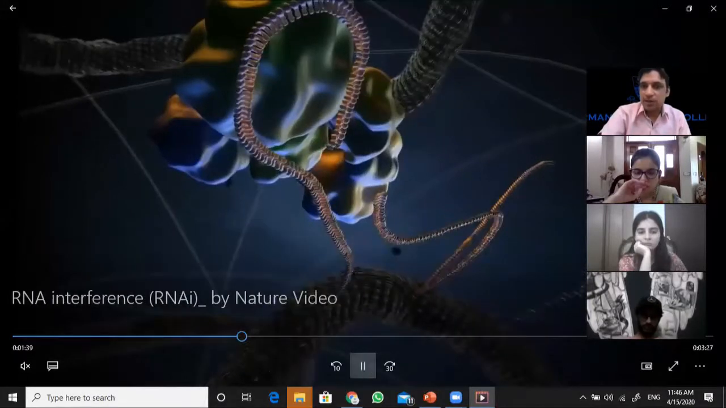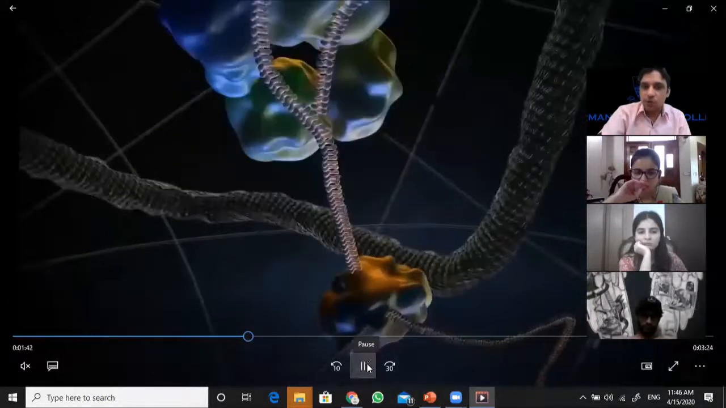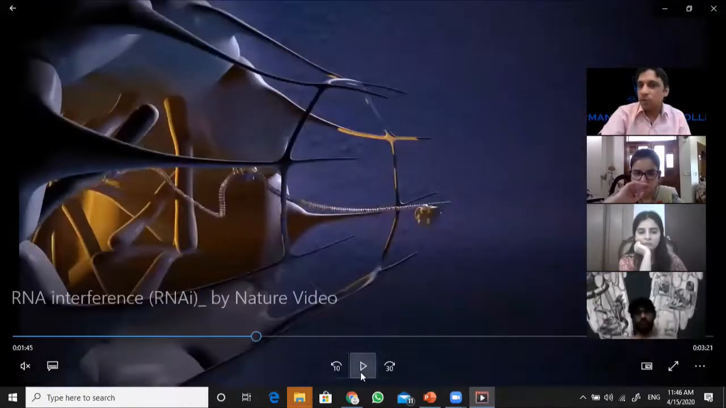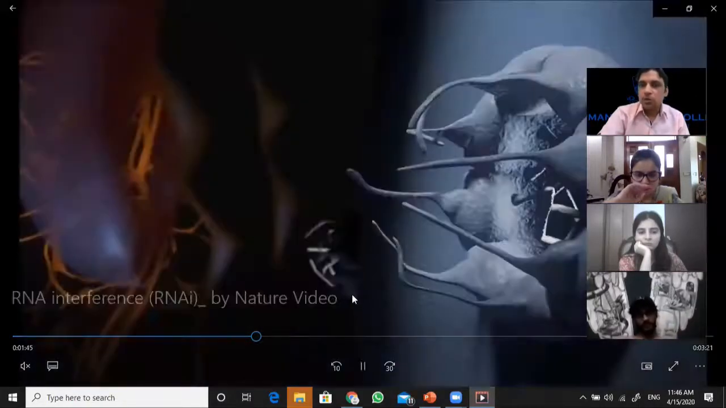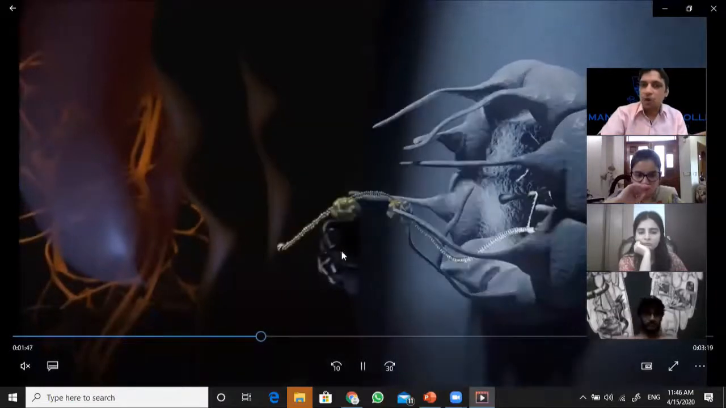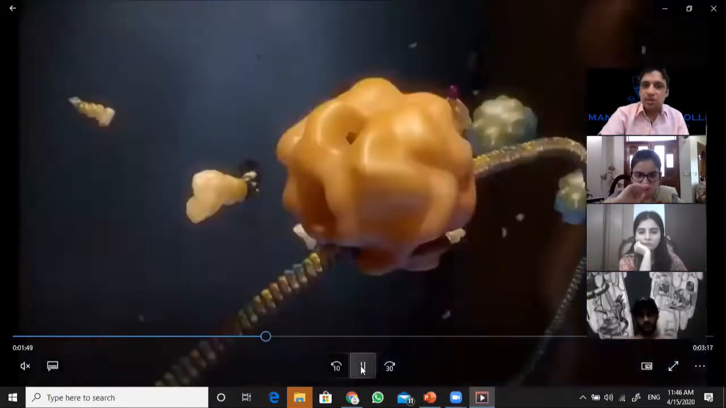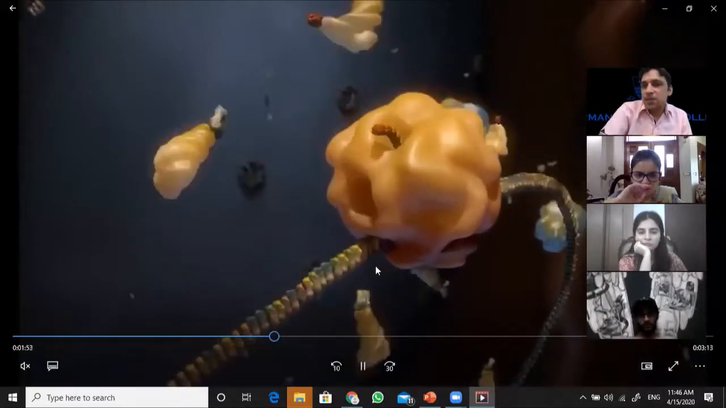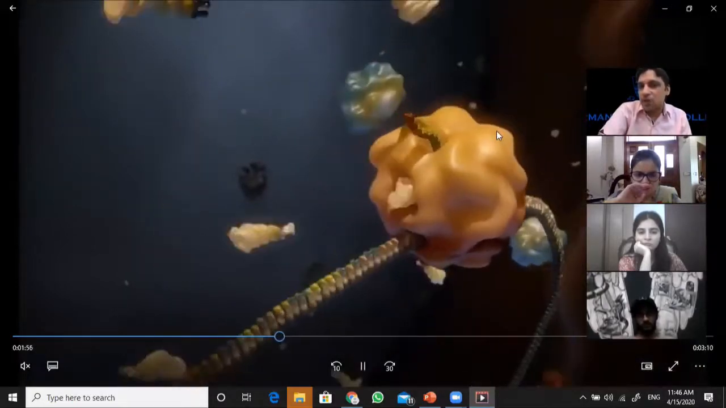Look at that once again. These people have done a wonderful job putting these fragments together and removing the other one, okay? And after that, it will be exported through the nucleopores into the cytoplasm. So now that messenger RNA is in the cytoplasm. In the cytoplasm, that messenger RNA is utilized by the translational machinery.